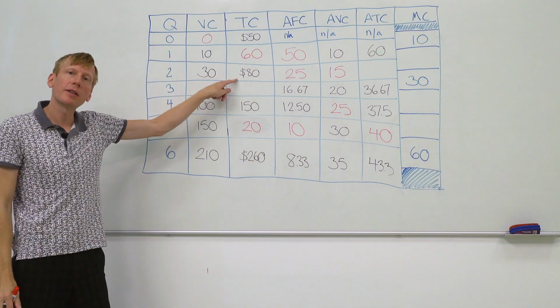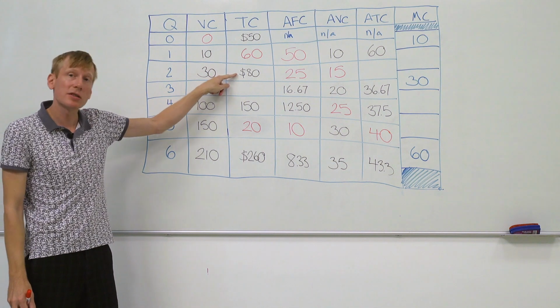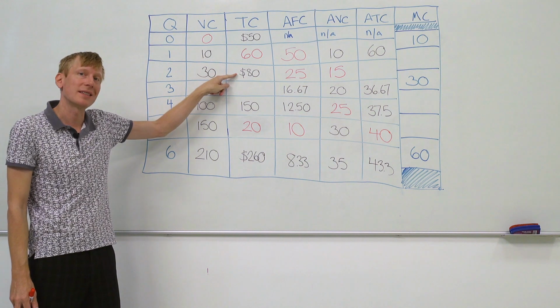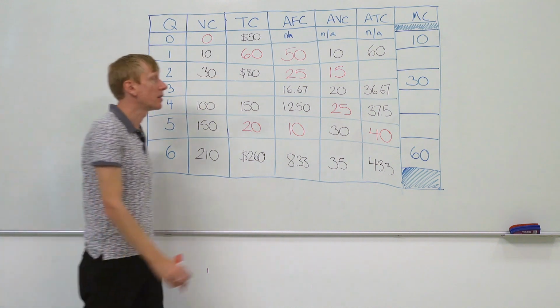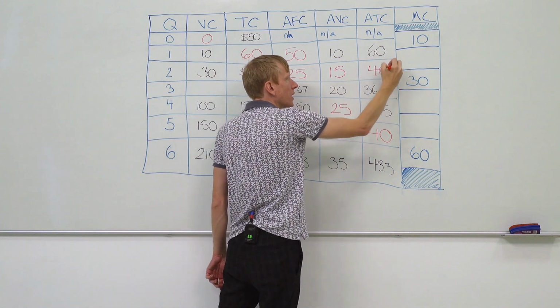And here with a quantity of output of 2, we know our average total cost is just total cost divided by our quantity of 2. Total cost is 80, so average total cost should be 80 divided by 2, or 40.